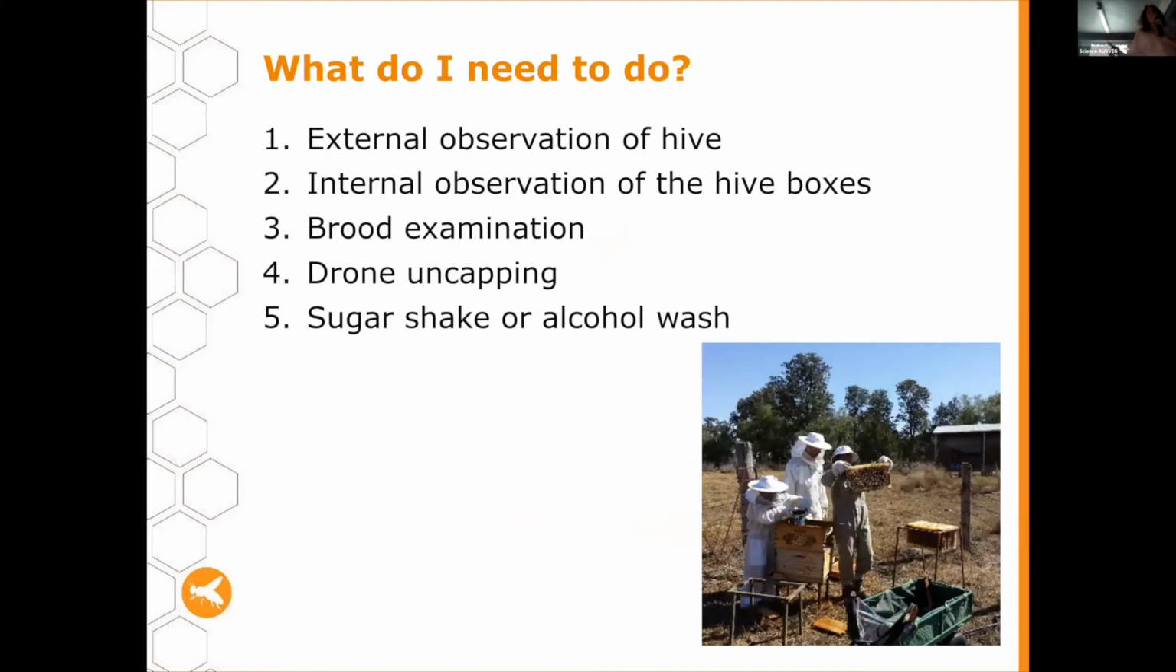So checking your hive regularly for pests and diseases involves a few different steps: an external observation, an internal observation for things like scavenger pests, a brood examination, so looking at the baby bees in the bottom box, a drone uncapping, and a sugar shake or an alcohol wash. And if you are a beekeeper or you have bees, come over to me later and I'm going to go through how to do a sugar shake and an alcohol wash.